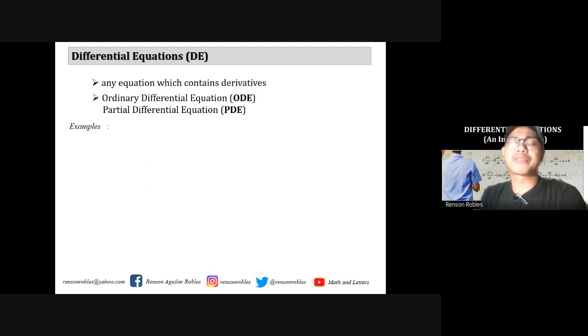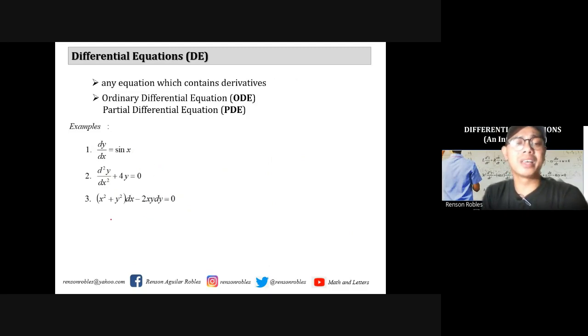Some examples of differential equations are as follows. We have dy/dx equals sine of x. I have the second derivative of y with respect to x plus 4y equals 0. So here, there is the presence of the first derivative of y with respect to x, dy/dx. And in the second example, we have the presence of the second derivative of y with respect to x. Since these two equations contain derivatives, they are called differential equations.